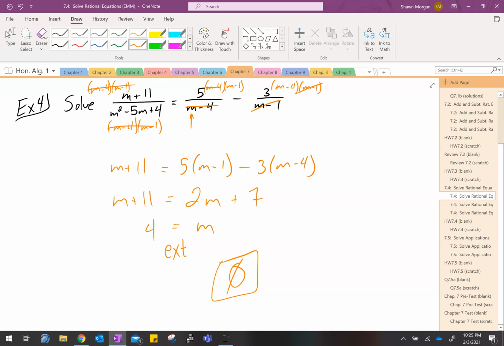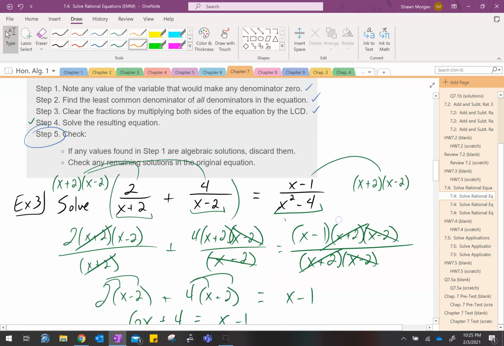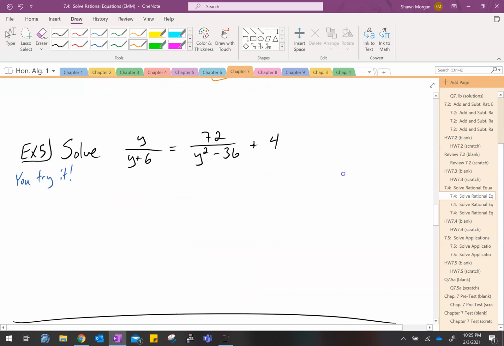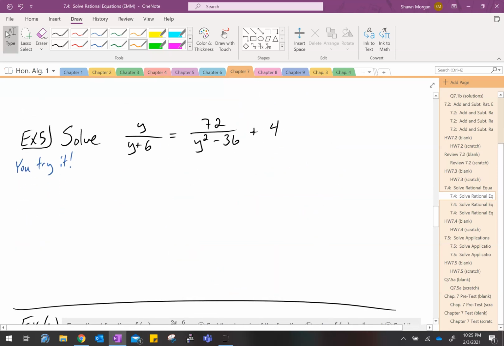Okay, so again, we killed off all the fractions, we solved it, but that fifth step, we are checking to see if any of the values need to be discarded, and then if there's no remaining value, then this equation just has no solutions. Okay, so here's an example for you guys to try on your own. I know we've gone through a couple of examples pretty quickly, so go ahead and pause the video now, see if you can work this one out on your own, and then when you push play, we'll go through it together.